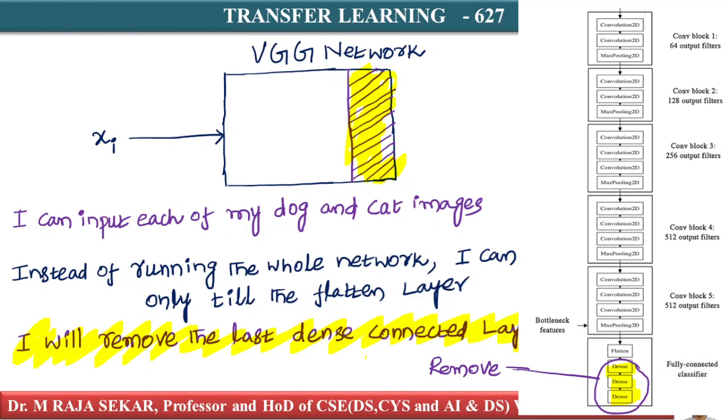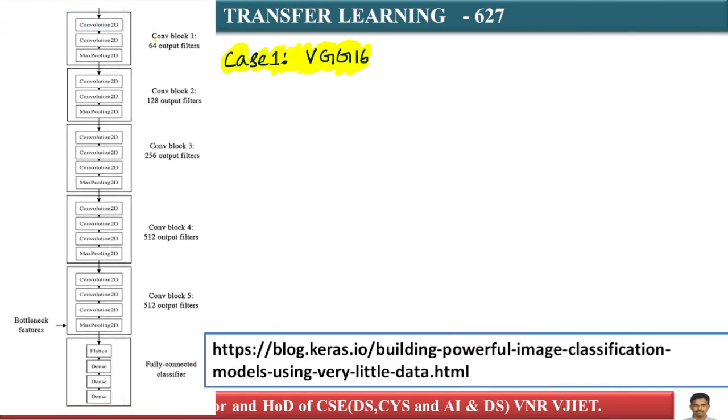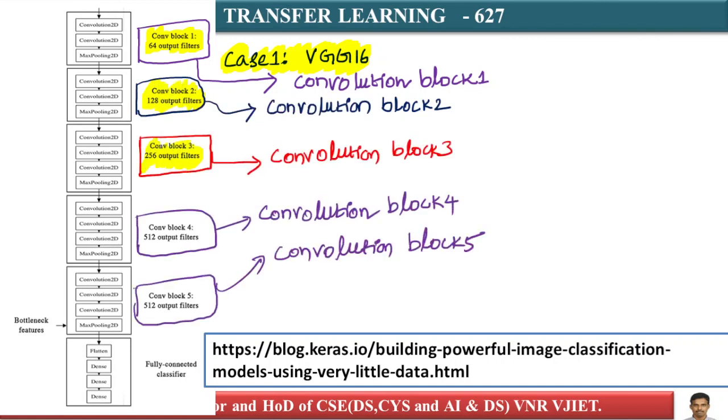Let's say there are multiple cases. So let's take case 1 here. Let's check VGG 16 for sample. If you look at the architecture, this is one way of looking at the VGG 16 architecture. You have the first convolution block, second convolution block, third convolution block, fourth convolution block, fifth convolution block. You have a bunch of convolution blocks.